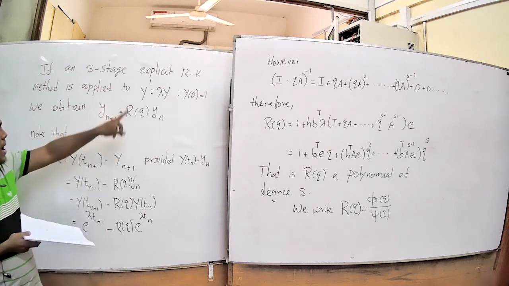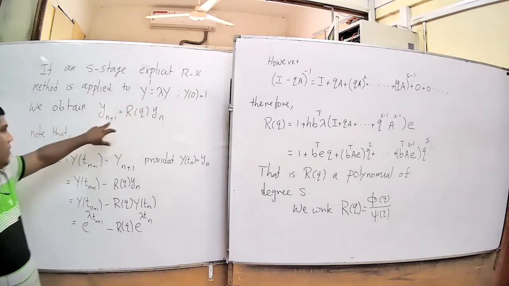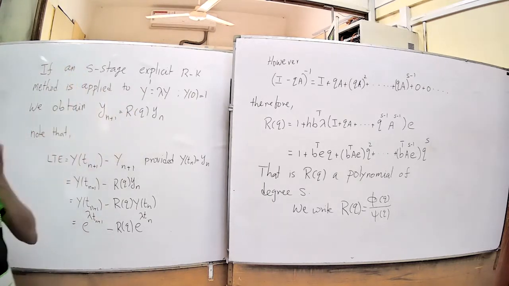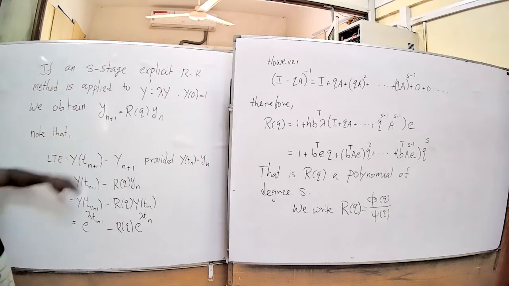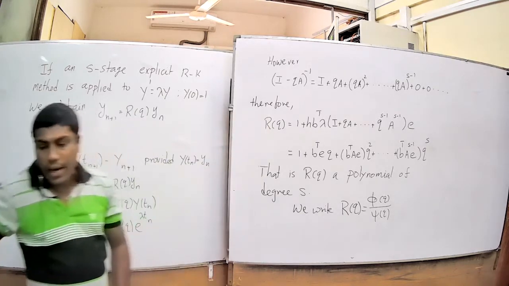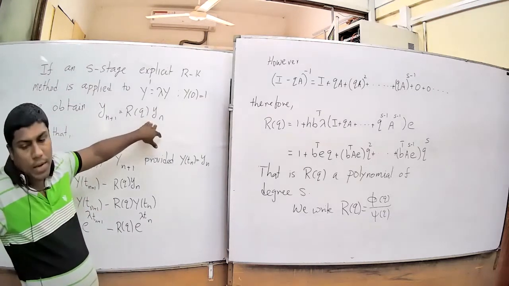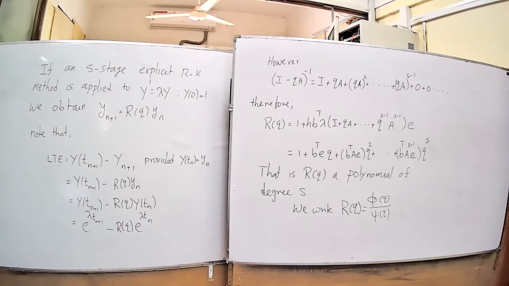So when you apply an RK method, explicit or implicit, whatever the RK method, to this initial value problem, we know we have a recursive formula like this, which we proved earlier, right? For the implicit method, it's the same for the explicit method as well. The only difference is the formula for R of q will be different, right? So that's what we explained here. The formula will be different for explicit and implicit, but eventually this form will be the same, right? So you will have a recursive formula for y_n, that is y_{n+1} is equal to some polynomial in q times y_n.